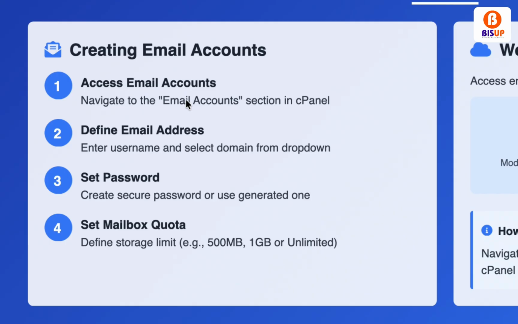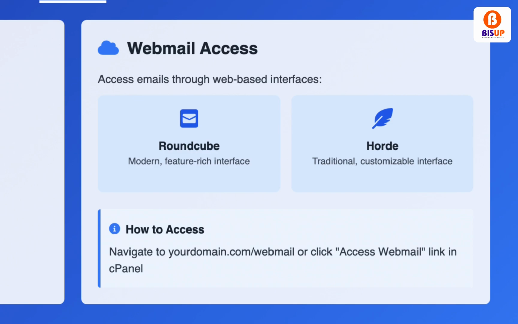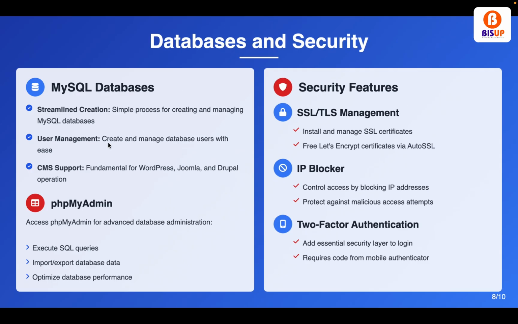You can set a password for it, and you can set a mailbox quota, like only 1 GB per mailbox. And for the webmail access, you mostly get the Roundcube webmail. You can also get the Horde webmail, which is a more traditional and customizable interface. To access the webmail, you can navigate to yourdomain.com/webmail or click the access webmail link in the cPanel.